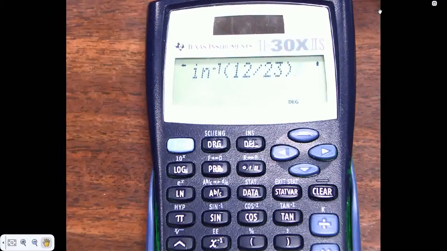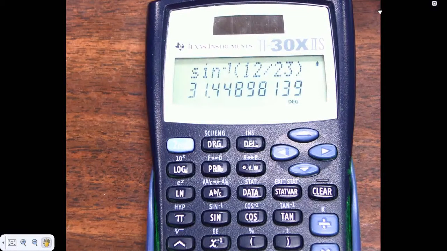So when finding the angle, you should be using the inverse sine function, the inverse cosine function, or the inverse tangent function, and putting the fraction on the other side inside the parentheses. You press equals. Doesn't that look like an angle measure? 31.4? Again, you have to be in degrees like that one is. So the angle here is equal to 31.4, and I want you to put degrees.